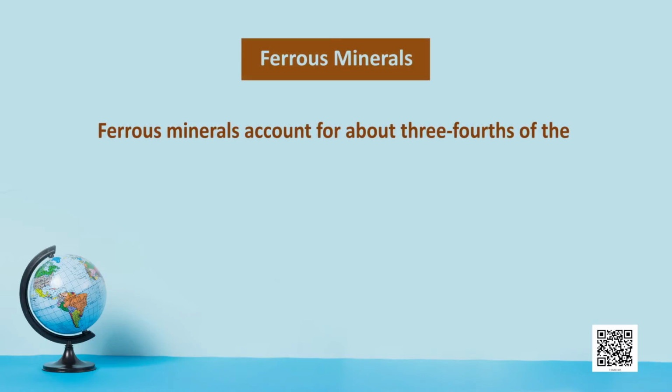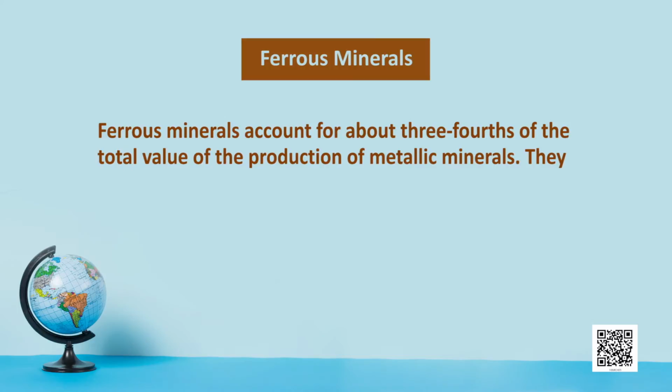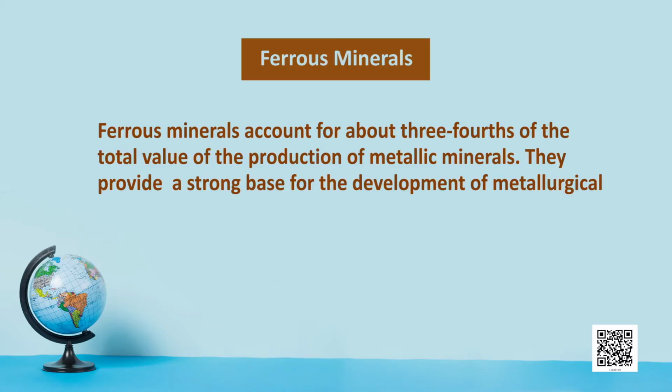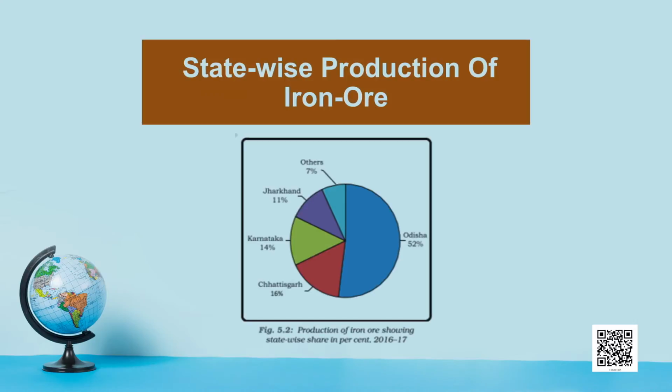Now let's study the distribution of ferrous minerals in India. Ferrous minerals. They account for 3/4 of the total value of the production of metallic minerals. They provide a strong base for the development of metallurgical industries. Among the ferrous minerals, the most important is iron ore, as it forms the backbone of industrial development. Look at the diagram showing state-wise production of iron ore.